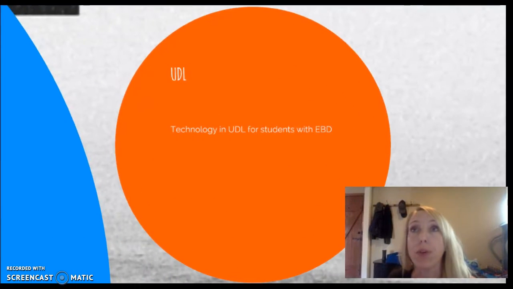So within the UDL, you could use technology. Technology for students with EBD could be helpful to track data. It also allows the students themselves to learn to do things for themselves when somebody else always used to do things for them.